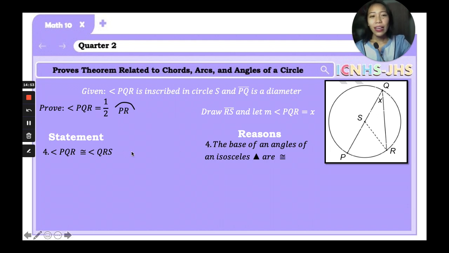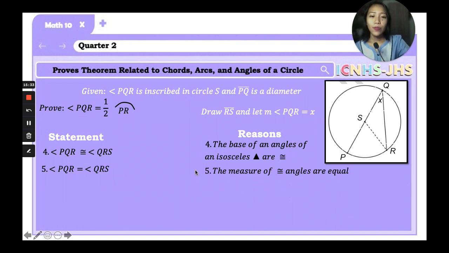Okay. So this is our isosceles triangle QRS, and our angle PQR and our angle QRS are congruent. So they are the base angles of our isosceles triangle, right? Okay, for our fifth statement, our angle PQR has an equal measure to our angle QRS. Because it is said that they are congruent, then we can say that their measures are also equal.